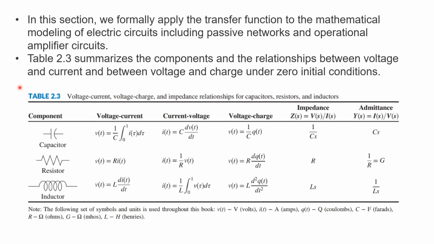So in this particular section of the textbook, the author applies the transfer function to solve electric circuits, and he has this table 2.3, that shows the relationship for each component that we're going to deal with: capacitors, resistors, inductors. He shows the voltage-current relationships, the current-voltage relationships, the voltage-charge relationships, and the impedance relationship for each circuit. He also shows the admittance. We're going to make use of the impedance circuit to try to simplify our analysis.